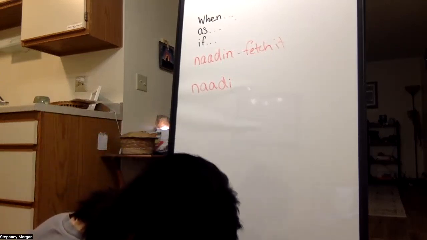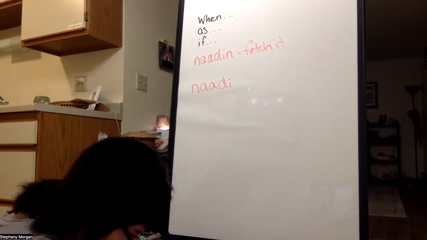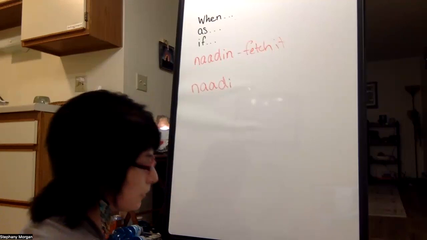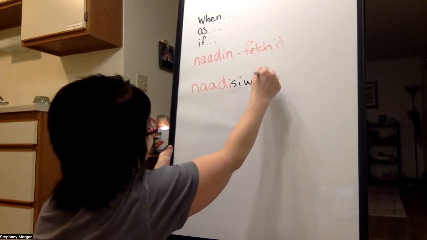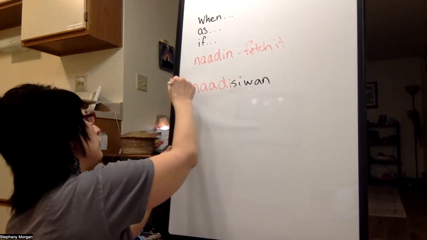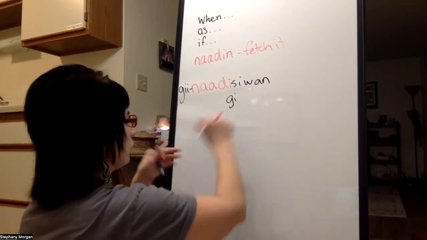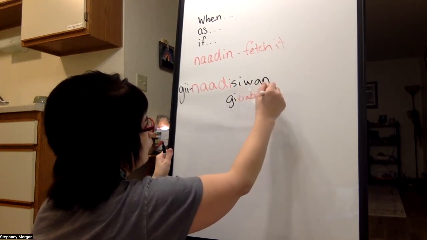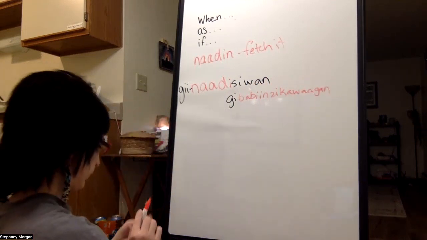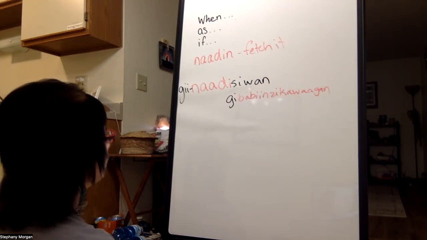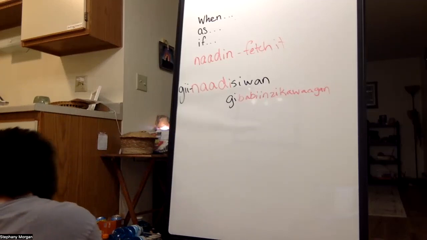Is it the same? So see. Yeah, it's the same paradigm as un ending verbs. Nade si one, when you do not fetch it, or gi, when you did not fetch your coat, ge bin de koagen. When we did not fetch our coats.